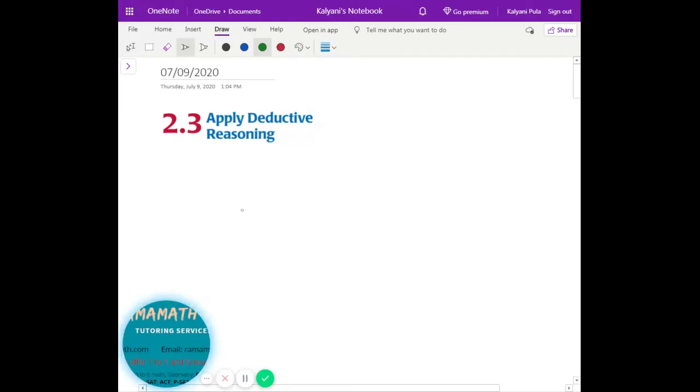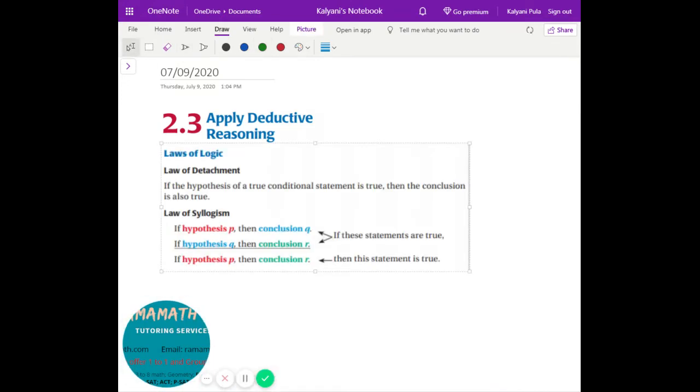All right, so applied deductive reasoning, that's what we're going to look at. In this one, look at this logic, the law of detachment. If the hypothesis of a true conditional statement is true, then the conclusion is also true. Like a lot of syllogism. Didn't we learn this in logic class? Yes, you do use this logic in logic class.